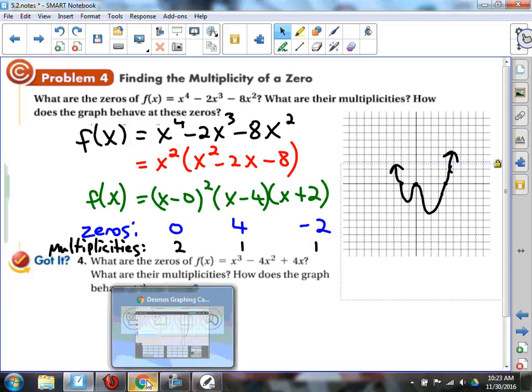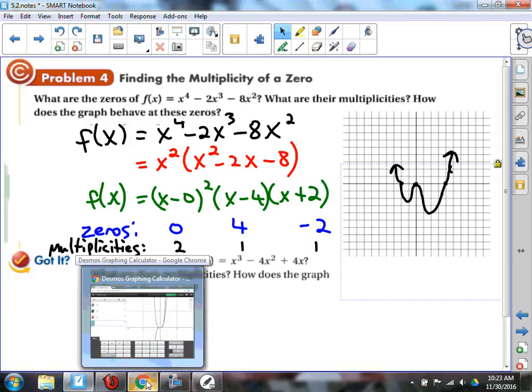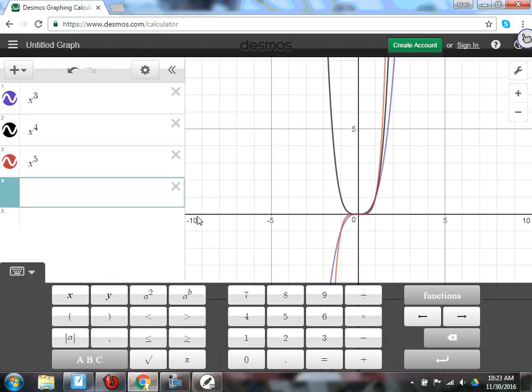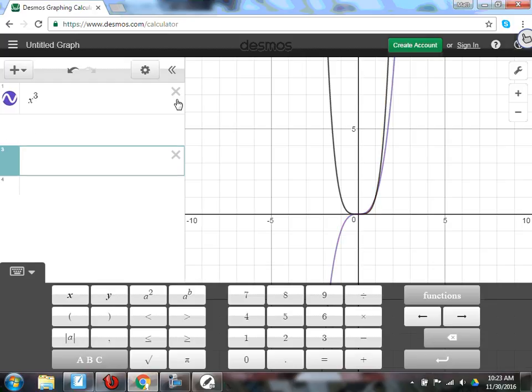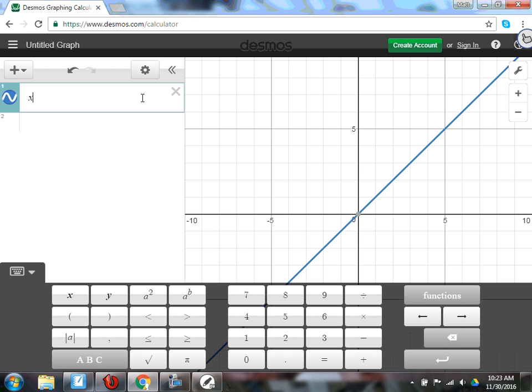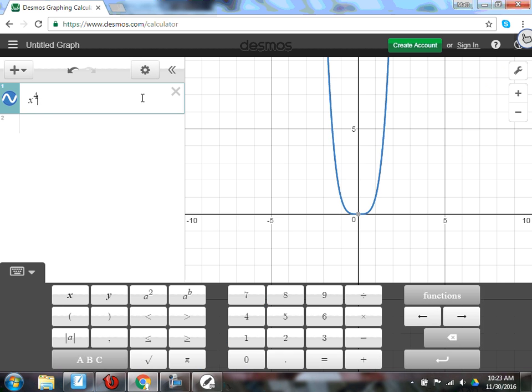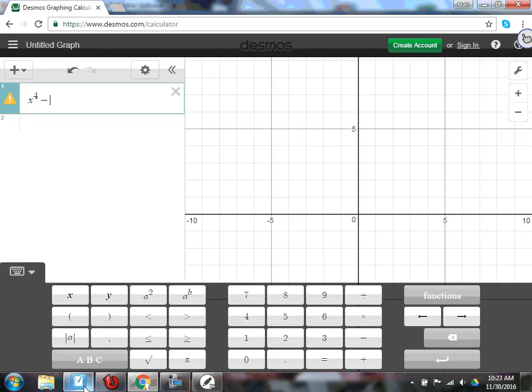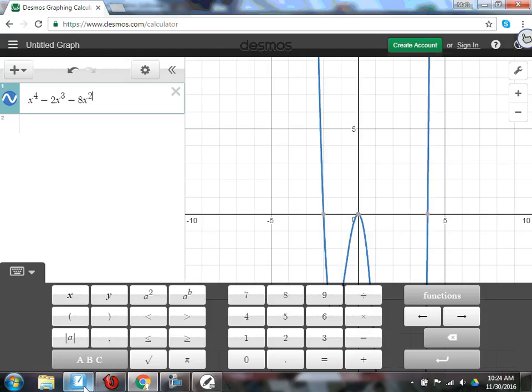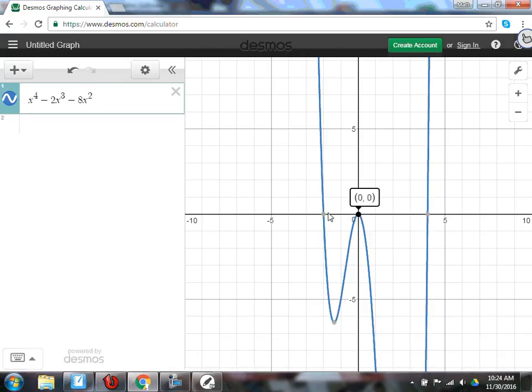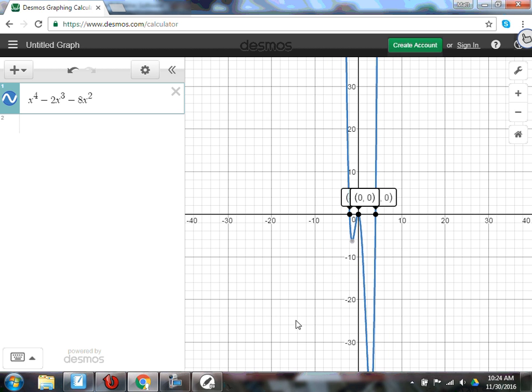All right. x to the fourth minus 2x cubed minus 8x squared. So let's try that. See how we did. x to the fourth minus 2x cubed, minus 8x squared. We did good. Quadratic there. Linear there, linear there. Who knows how far down it goes? Who cares how far down it goes?